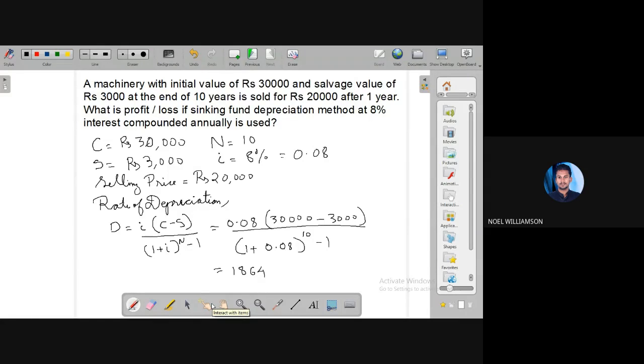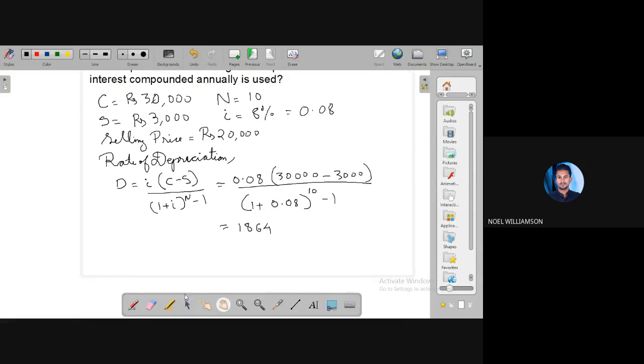So the depreciation fund at the end of 1 year. So at the end of 1 year, you are keeping this particular amount, that is 1864. So the depreciation fund at the end of 1 year will be rupees 1864.